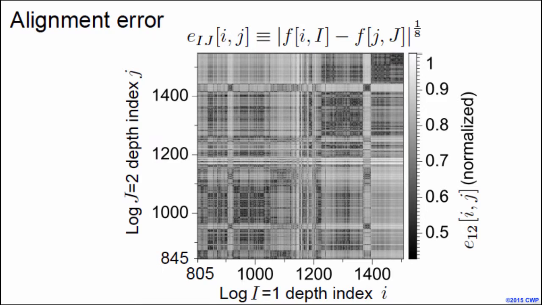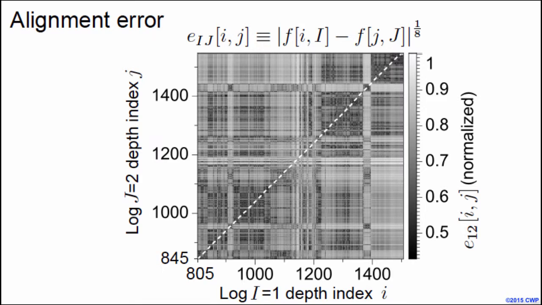Now you may know that the first step in dynamic warping is to compute alignment errors between each sample in log I and each sample in log J using the equation shown here, and you produce an image such as this. And dynamic warping uses dynamic programming in order to find an optimal path, which is a sequence of ij pairs that minimizes the sum of alignment errors along that path.